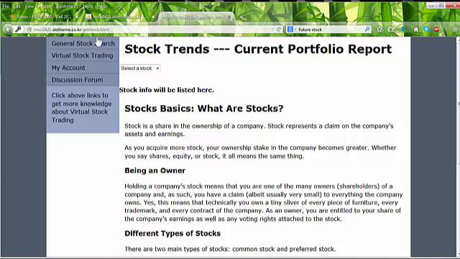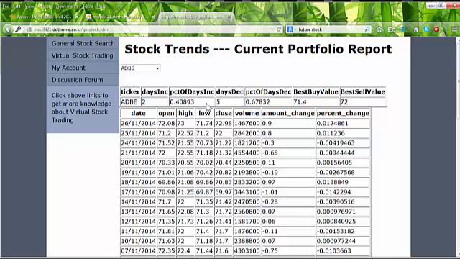So as you can see here, there are 4 tabs, which are 4 main functions of our system. The first of all is general stock search. In this page, you can see the stock trends of current portfolio reports. So the user can choose one of the 8 stocks we have, and to get more information, detailed analysis of the stock. So suppose the user is interested in Adobe, and she clicks here, you can see there are 2 tables jump out. The first one is the analysis for Adobe, and the second one is the historical data for Adobe.